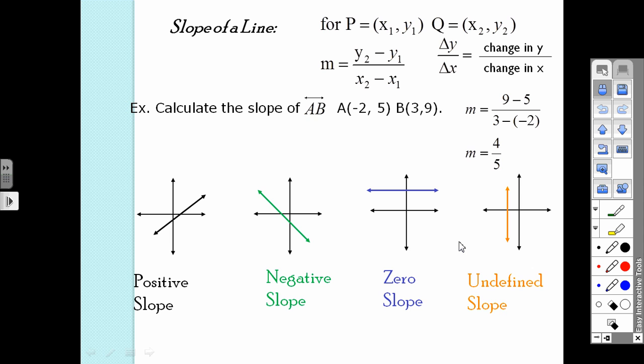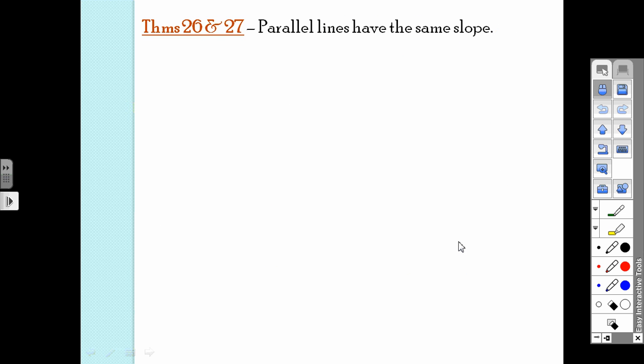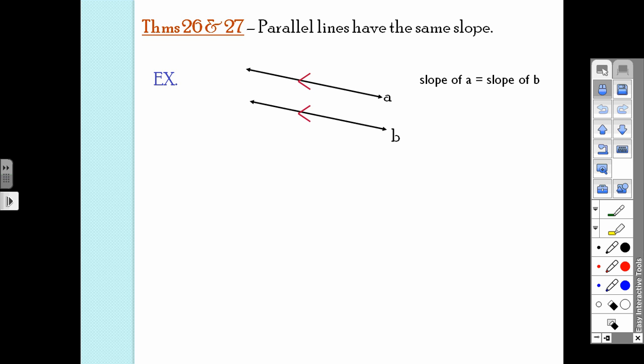Okay, so moving on. We have theorems 26 and 27 that talk about the parallel lines and how their slopes are related. And what they say is that if you have 2 parallel lines, then you know that their slopes are the same. They are equal. So the slope of line A is going to equal the slope of line B. Okay, so that's very useful. So maybe they've given you the slope of line A and you needed to figure out the slope of line B. You don't have to do any calculations, you just know it's the exact same thing.